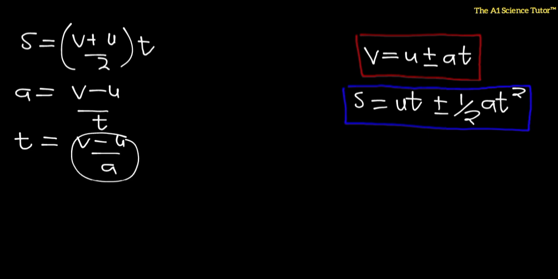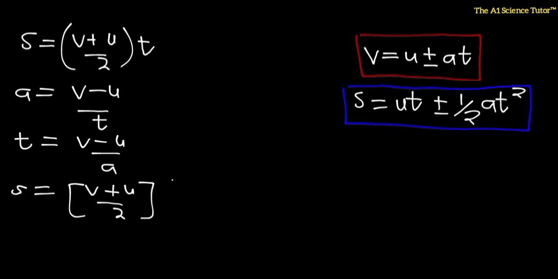So I will use this and substitute it for T in the equation of the displacement. So that makes it S, and this is equal to V plus U over 2, and that is multiplied by V minus U over A. In this case, we have T as V minus U over A.